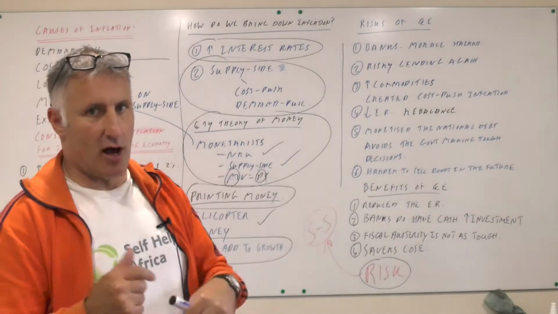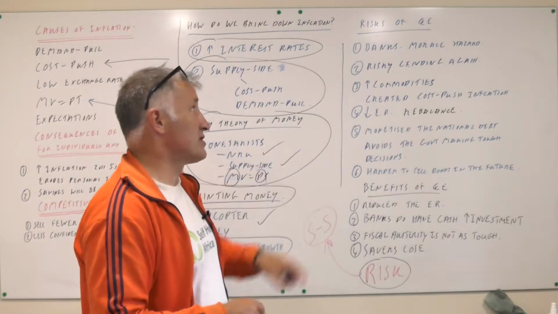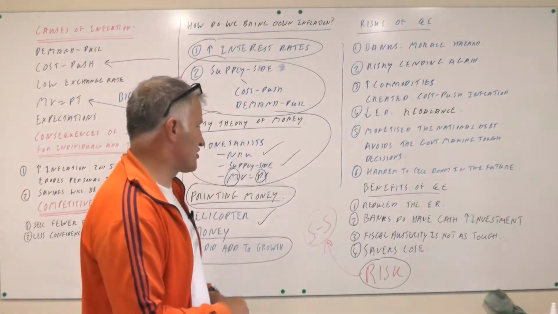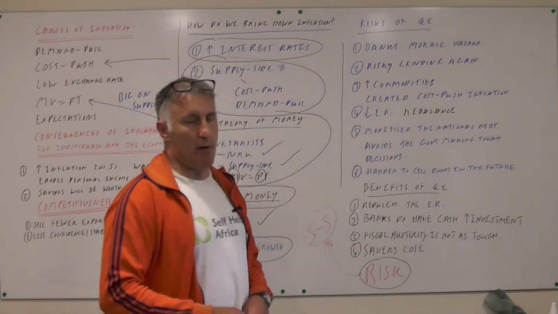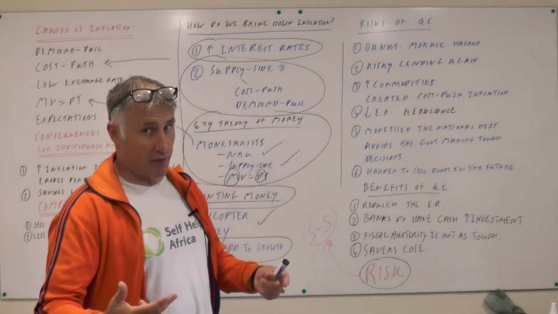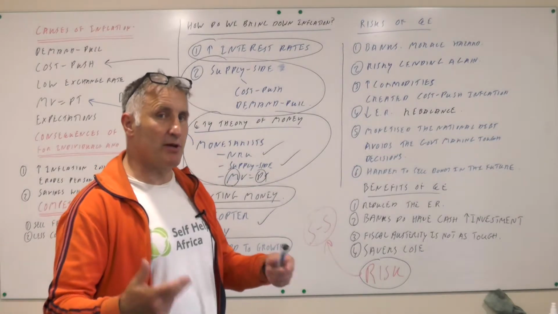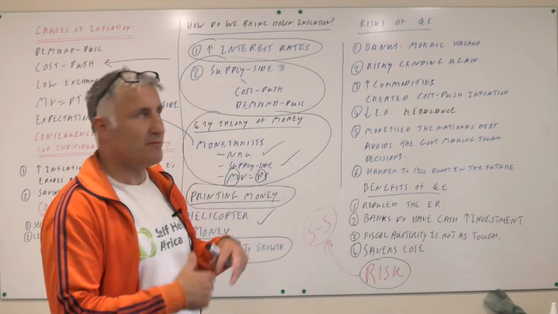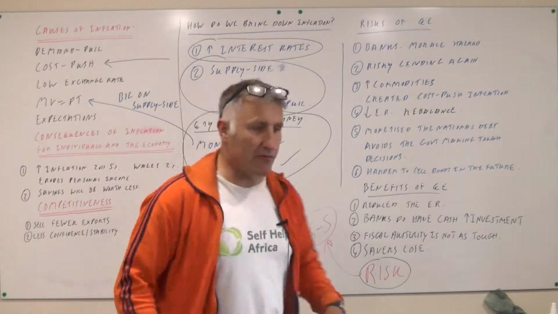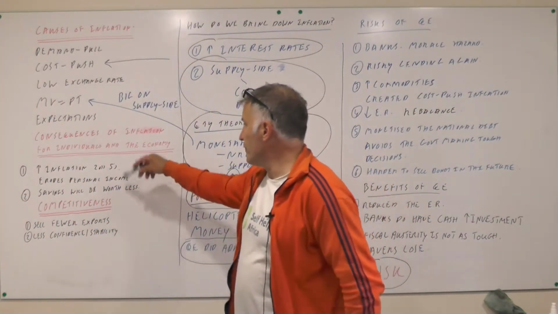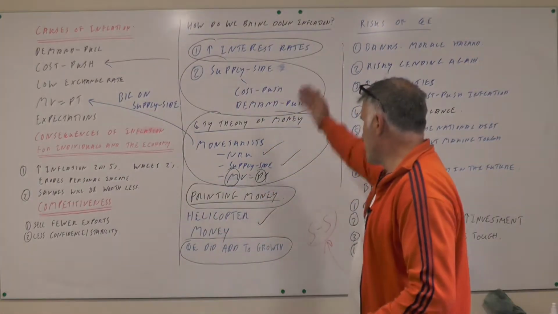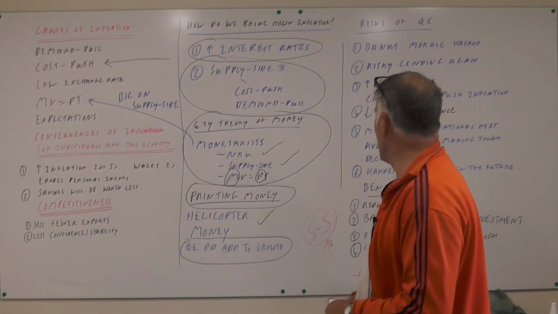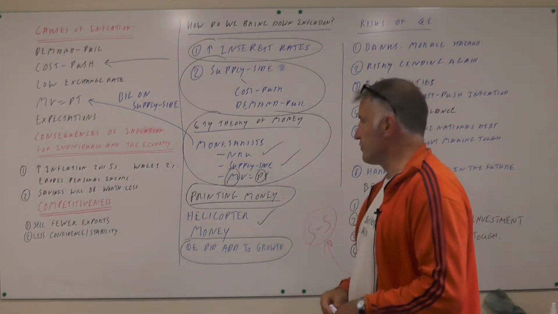Anyway, let's get back to the idea of printing money again. As regards economics, I think it was a risk worth taking, but in the long term we may well suffer the consequences of inflation, but not quite as bad as people had probably feared. Okay, there you go. Inflation. Causes of inflation, pretty straightforward. Inflation has consequences for individuals and the economy. How do we bring down inflation? Quantitative theory of money, printing money, and risks of quantitative easing.